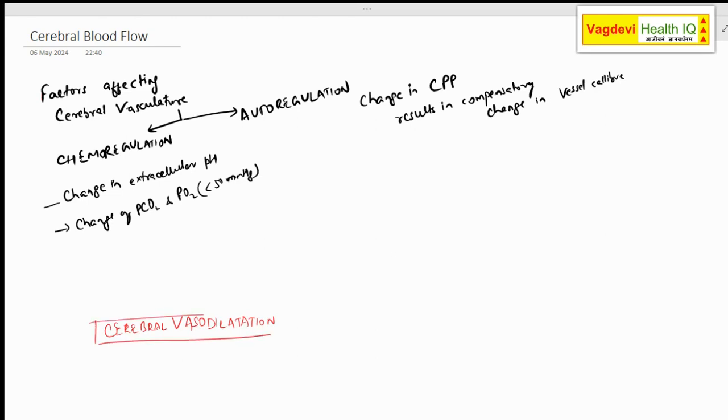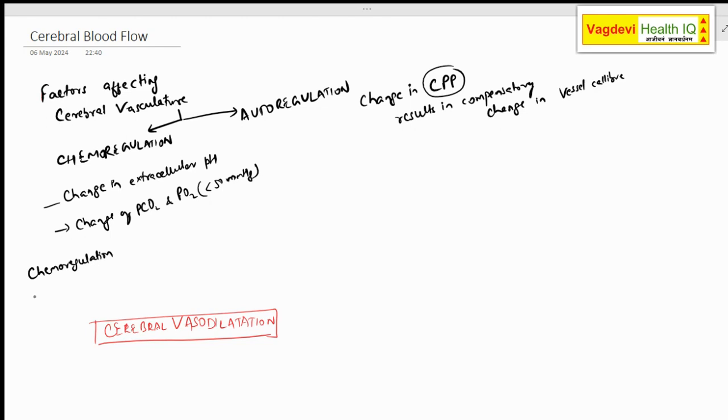Now, you tell me, if it is a chemoregulation, what kind of chemoregulation will come into the picture? That's what I'm asking you. Because if you understand this concept, many things you will be able to solve in neuro. So what can cause vasodilatation if it is a chemoregulation factor? Autoregulation will definitely only require CPP, cerebral perfusion pressure. So don't worry about it, we'll go into that later. First, tell me what kind of chemoregulation you can expect in case of vasodilatation.